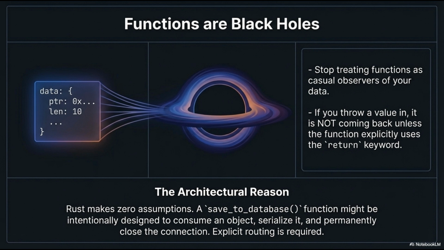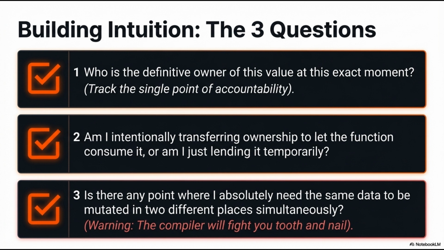By fundamentally changing the mental model before a single line of code is written. When you design a feature in Rust, you have to ask yourself 3 specific questions about every single piece of data. Okay, what's the first one? First, who is the definitive owner of this value at this exact moment? So tracking the single point of accountability.